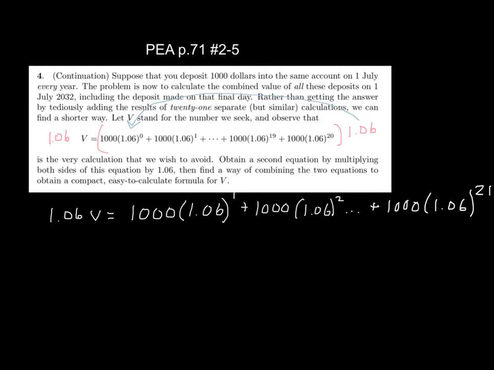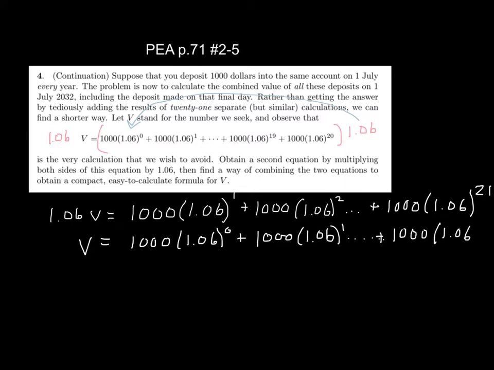Okay. And then it's going to say, I want to combine these two. Well, the best way to combine stuff is usually to either add them or subtract them. I want to solve for v. So if I rewrote the original one, I'd have v equals 1,000 times 1.06 to the 0 power plus 1,000 times 1.06 to the first power. That's going to go on forever until I get to 1,000 times 1.06 to the 20th power. I want to subtract these.